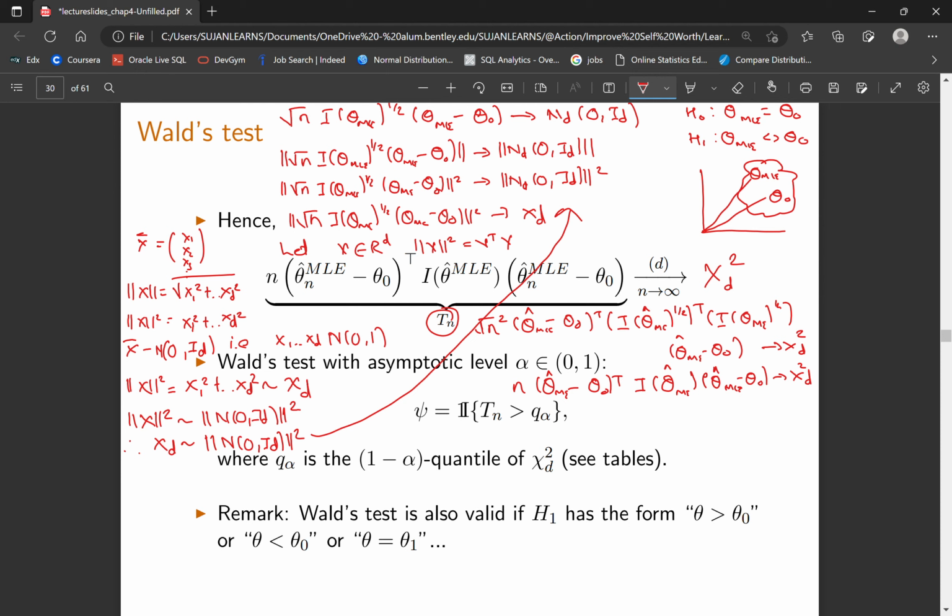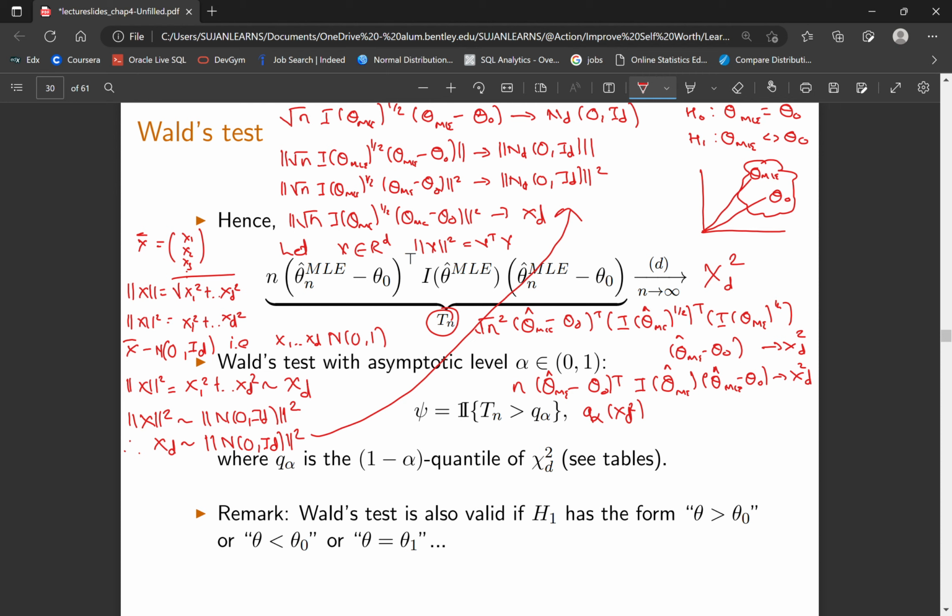And how do we find out the q alpha of the chi-square distribution? How do we do that? With d degrees of freedom, we can do that by going to a chi-square table and finding out the value of the chi-square, q alpha of that value.